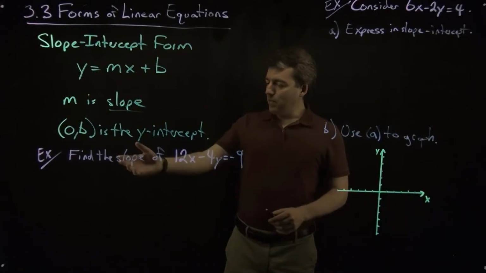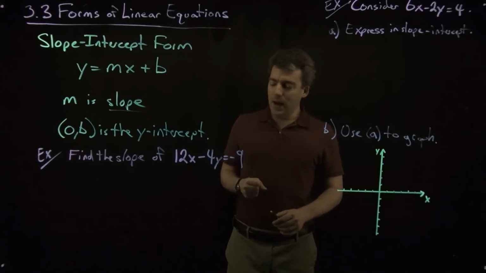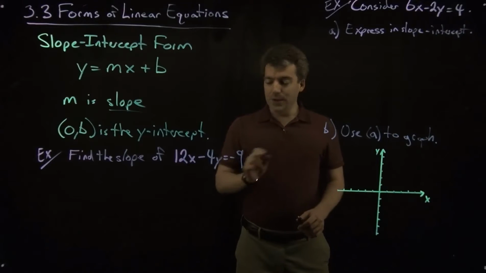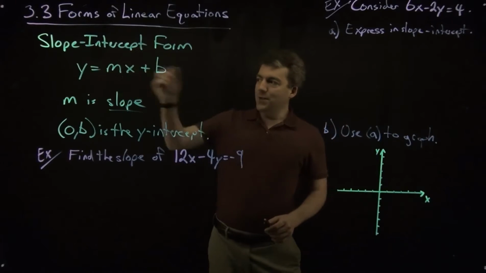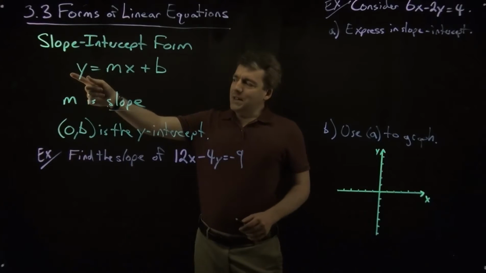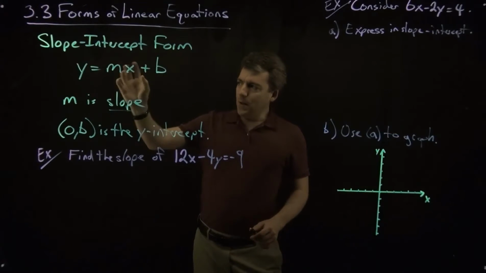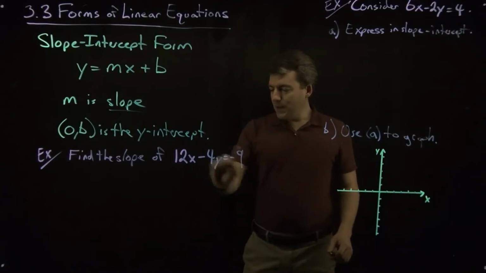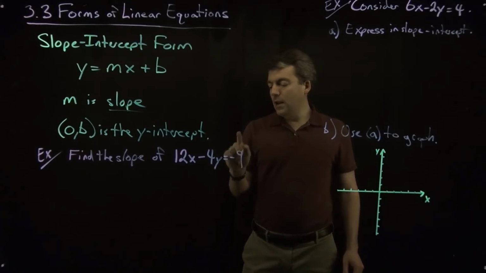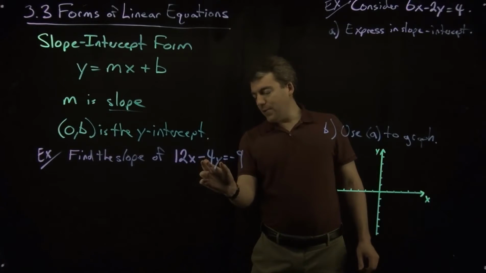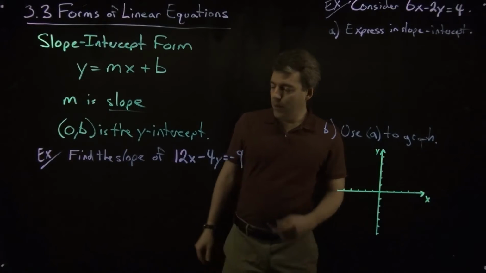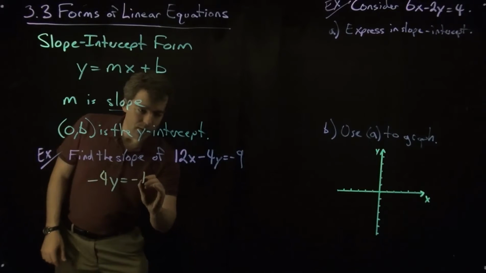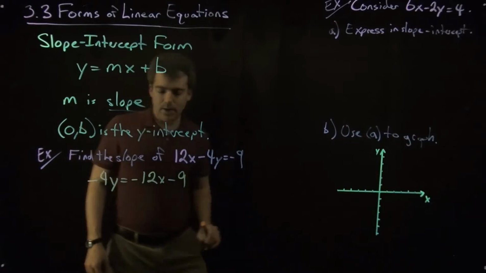All right, let's go ahead and try this for a linear equation. Here's one in standard form: 12x minus 4y equals negative 9, and we want to put that in this form, with y by itself on one side and everything else on the other, written out as mx plus b. So what we need to do is solve this equation for y. We've got the negative 4y here. That term we're going to leave on the left-hand side and move the 12x over. So we've got negative 4y equals negative 12x minus 9.